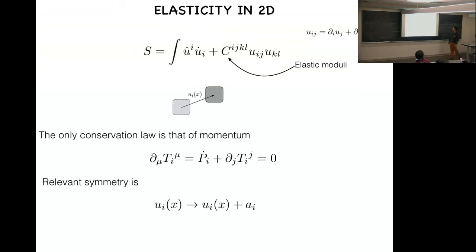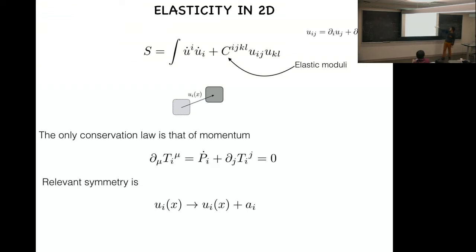Elasticity is a theory that describes a continuous medium. The main degree of freedom in the elasticity theory is the displacement vector. So if you have some small but macroscopic element of an elastic body and you apply deformation, this element will move from one position to another. This displacement is characterized by this vector u_i(x). You can write an action for zero temperature elasticity. It just consists of a time derivative term and spatial derivatives.